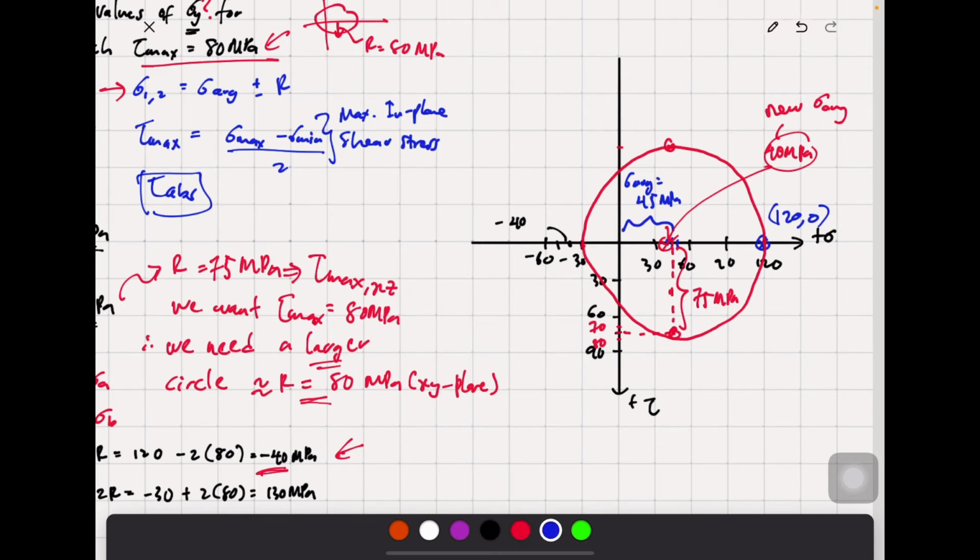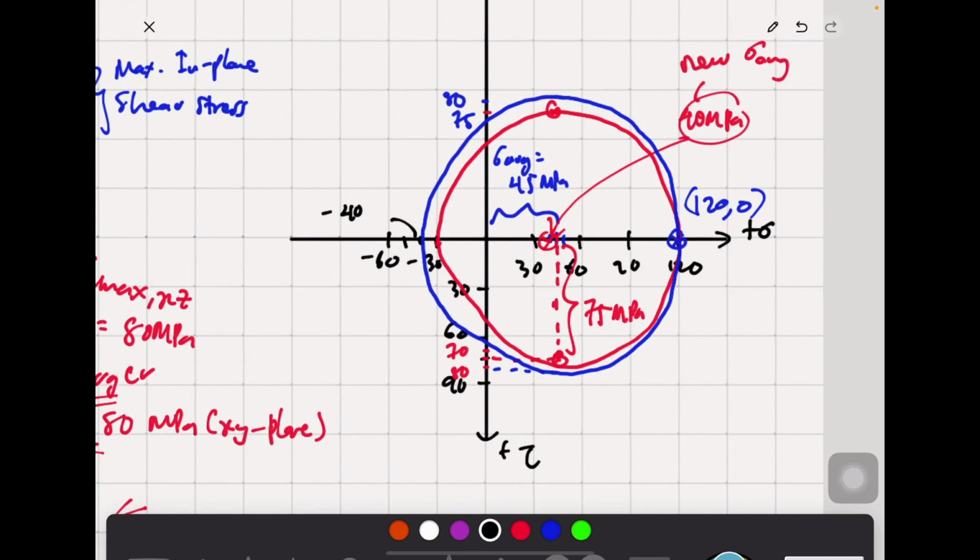So out of that center point, we need sigma average for our center of our circle. So remember, keep that in mind. So 80 is slightly larger, as well as this is 75 and this is 80, right? Slightly larger, 80 megapascal. So go ahead and draw. So your new Mohr circle is going to look more or less like that, right? So it's going to merge at 120.